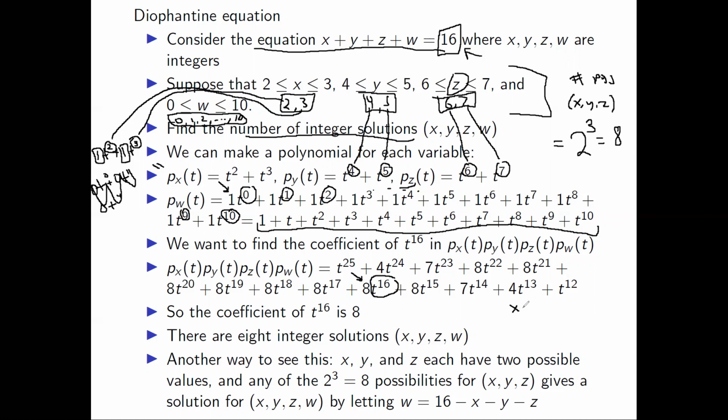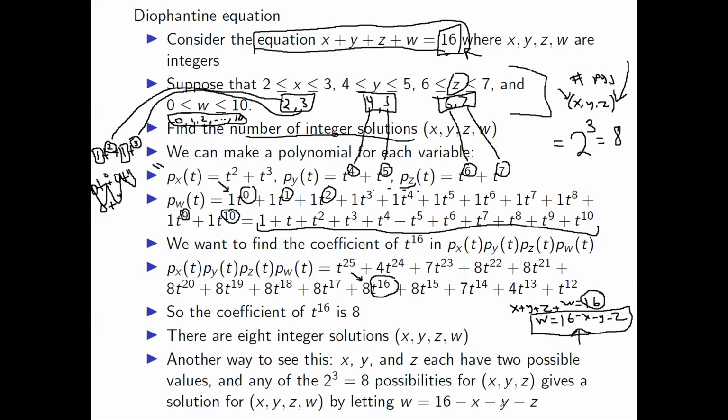Now, in order for x plus y plus z plus w to equal 16, we need w to equal 16 minus x minus y minus z. We can solve for w just by subtracting the x, the y, the z from both sides. So in order for that equation at the top, this Diophantine equation, to be true, we must have w equal to 16 minus x minus y minus z. So I claim that each tuple x, y, z gives us at most one solution x, y, z, w, because there's only one value of w that can be combined with the values of x, y, and z to give us a sum that's 16.